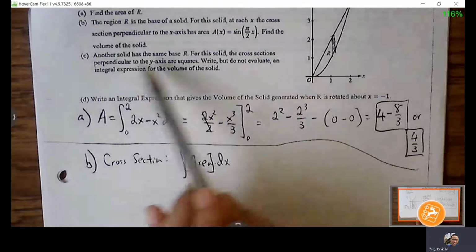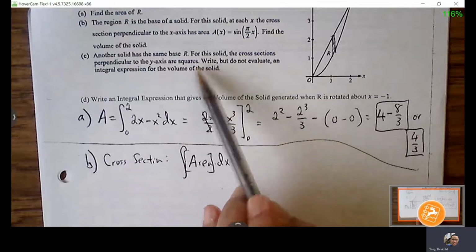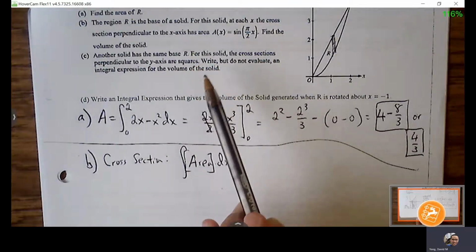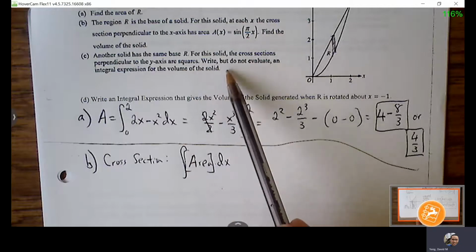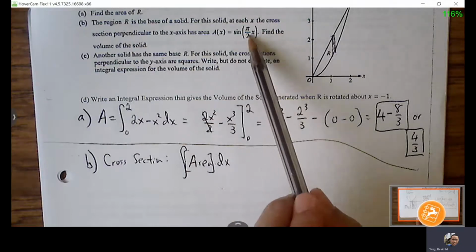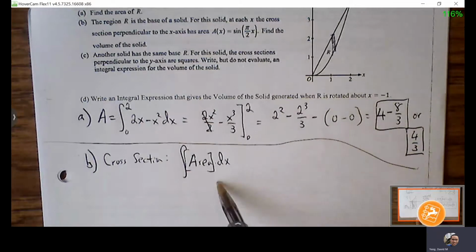We don't have to go through the steps of finding the area because it's already given to us. Now, part C is also cross-section, and part C is then more of a traditional cross-section problem where we have to build our area from scratch. But here the area is already given, so we can just insert that right in.